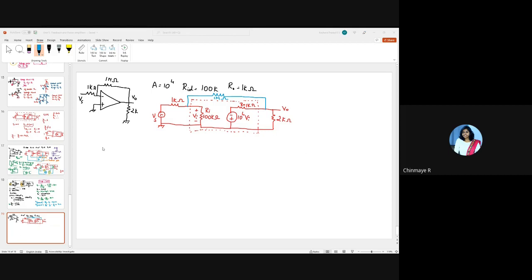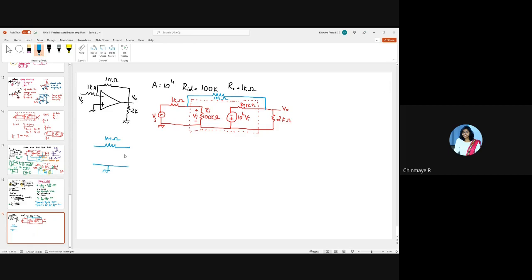So now, if I just separate the feedback part from the amplifier, it looks something like this. Now, you have a 1 mega ohm resistor here. So this is the output side and this is the input side. And then you have ground here, because one end of the output is also grounded, one end of the input is also grounded. So therefore I'm connecting that to a common ground.